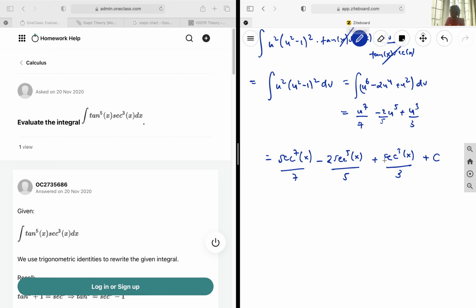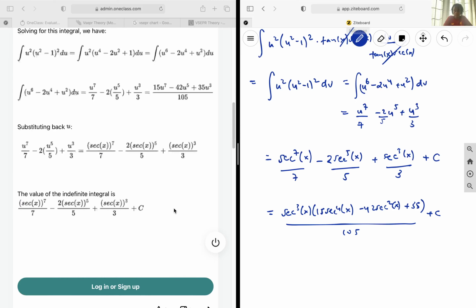If we'd like to simplify this further, let's ensure we have one denominator first here. And so that will become secant cubed x into 15 secant to the power of 4x minus 42 secant squared x plus 35, all over 105 plus c. You can leave the final answer like this, or you can take into account the fact that secant x is equal to 1 over cos x, so write this in terms of cos x instead. And that's going to be everything.